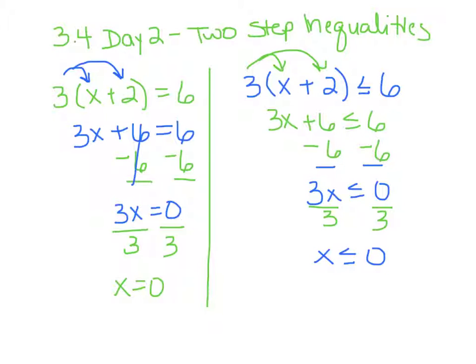So very similar, again, the same steps as what we did in the last chapter. It's just that it has an inequality. The one difference in the inequalities is when you multiply or divide by a negative, you must change the direction of the inequality. Alright, let's look at this next example.